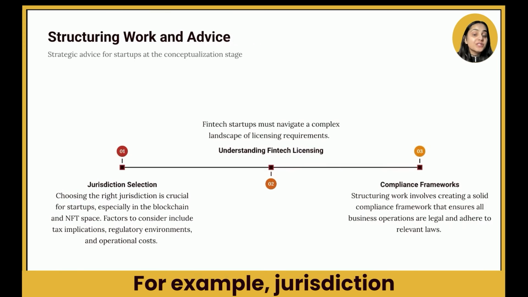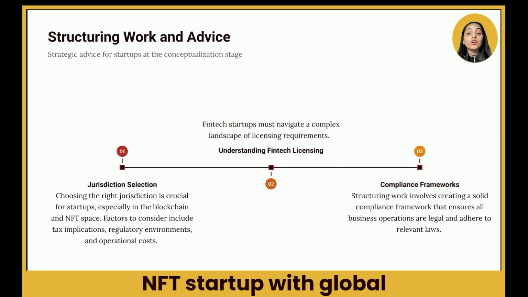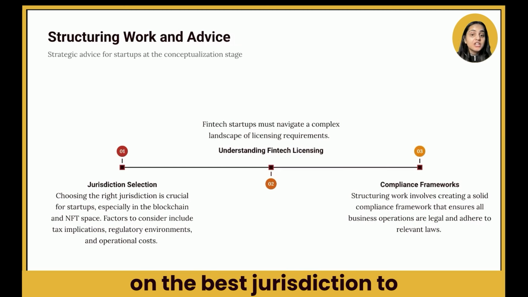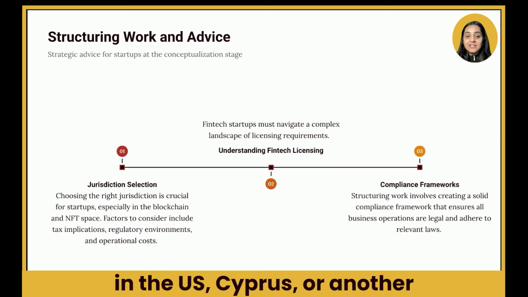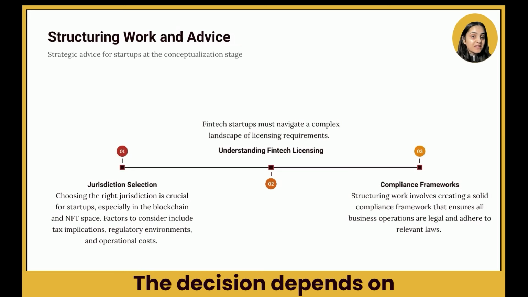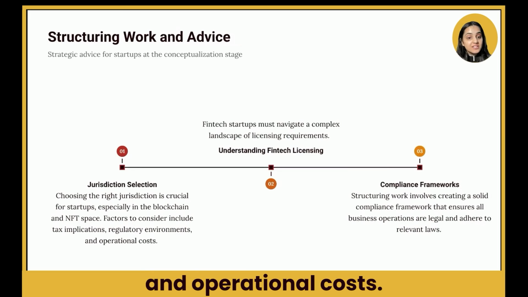Structuring work is about providing strategic advice at the product or service conceptualization process. For example, jurisdiction selection. A blockchain and NFT startup with global users may need guidance on the best jurisdiction to register their company. Should they choose Wyoming in the US, Cyprus, or another tech friendly country? The decision depends on factors like taxes, regulations, and operational costs.